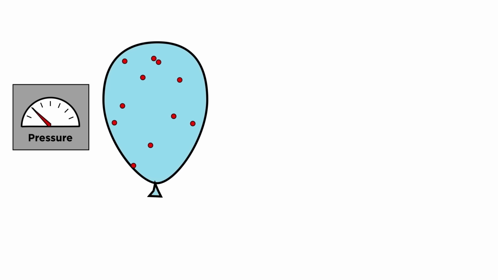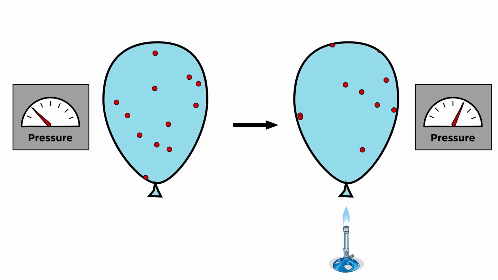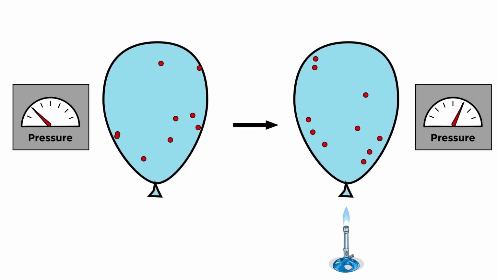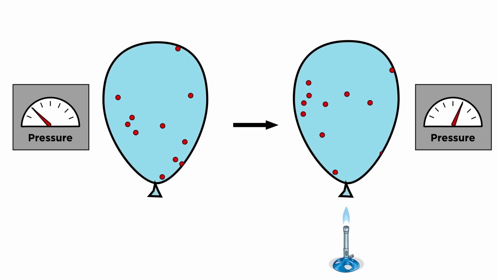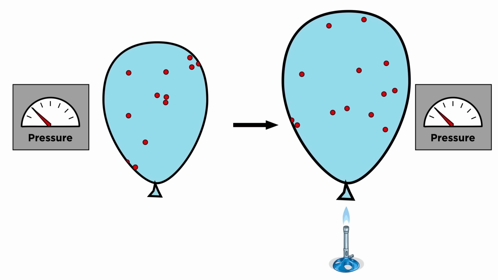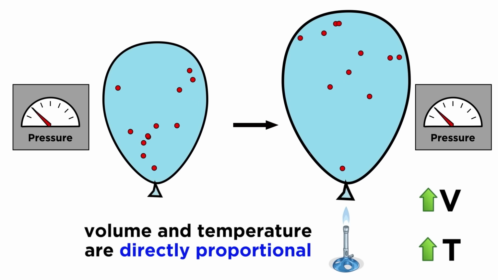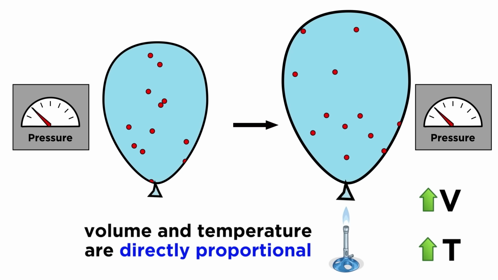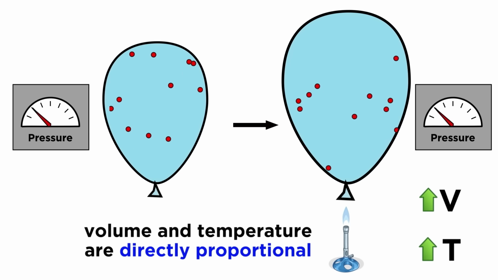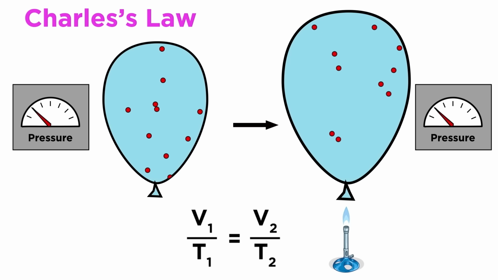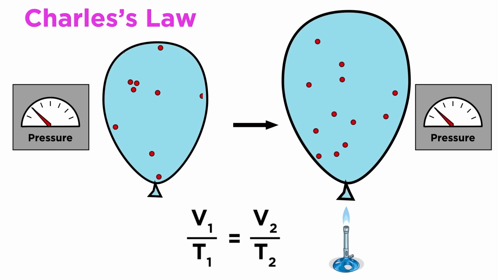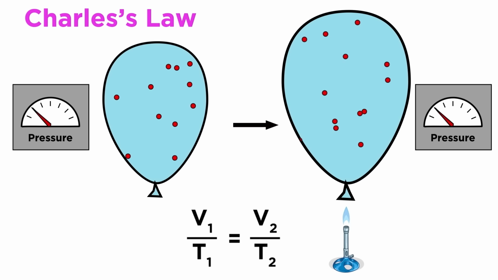Volume and temperature are also related. If we have gas in a balloon and we heat it up, the particles will move more quickly. In order to keep pressure constant, or hit the sides with the same frequency, the volume will have to expand. This means that volume and temperature are directly proportional. If one doubles, the other must double. This is given by Charles's law, V1 over T1 equals V2 over T2.